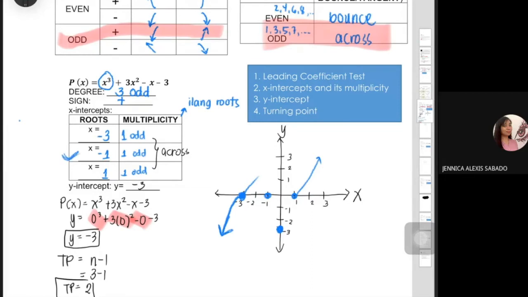Since tumawid na dun si negative 3, ibaba mo ngayon. O, ayun, across. Okay? Last, paano naman si positive 1? Si positive 1, across pa rin. So, from kanang buntot, ayan yung kanang buntot natin. Pag across, patawirin mo lang din. O, ayan, nakatawid na.